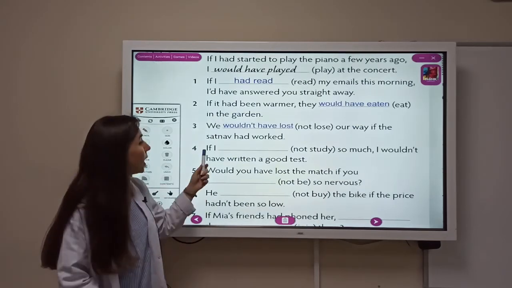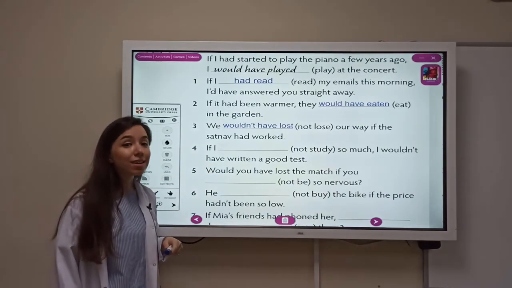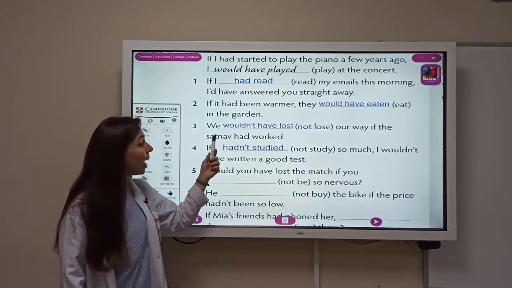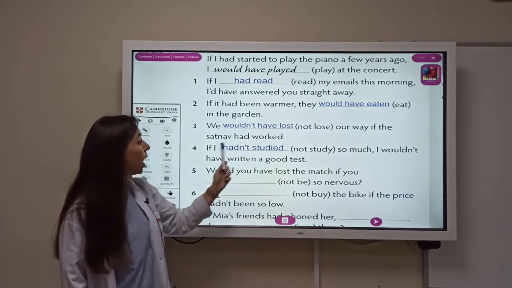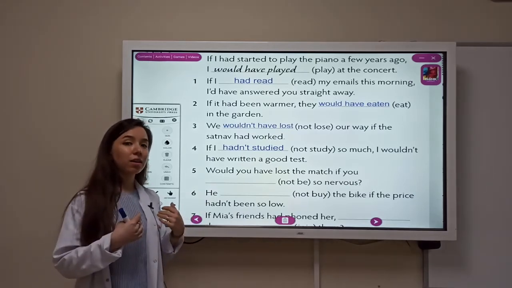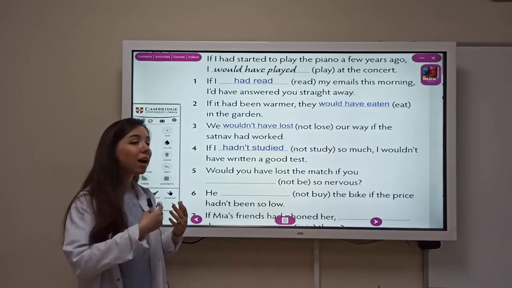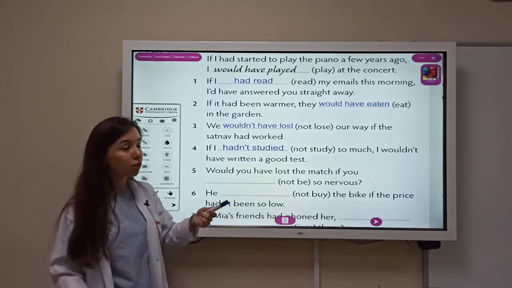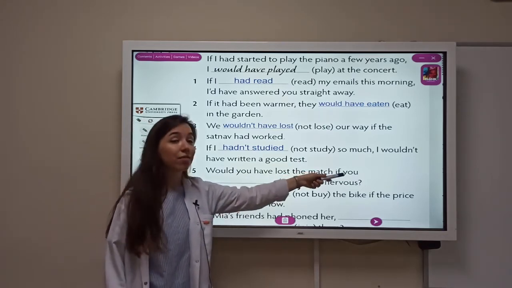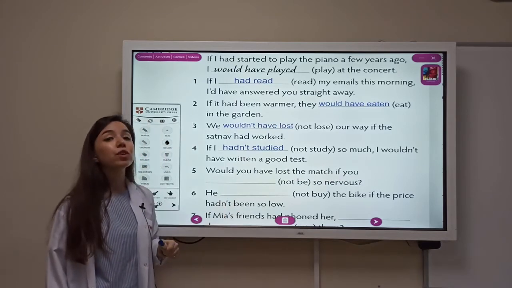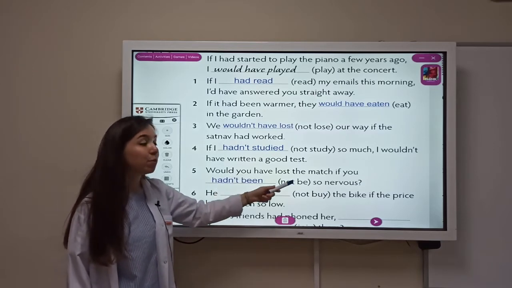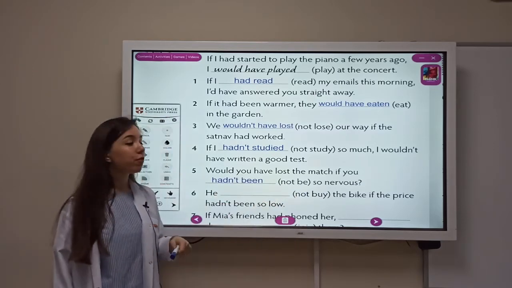And number 4. If I, again start with if. So if the sentence in the third conditional starts with if, we need to write past perfect. Yes, if I hadn't studied so much, I wouldn't have written a good test. So it means that in the past, if I hadn't studied, but the sentence told us that I had studied. Yes, if I hadn't studied so much, I wouldn't have written a good test. Would you have lost the match? Look at here, we have if here in the second part. So again here we need to write the past perfect. Would you have lost the match if you hadn't been so nervous? Past participle form of be.